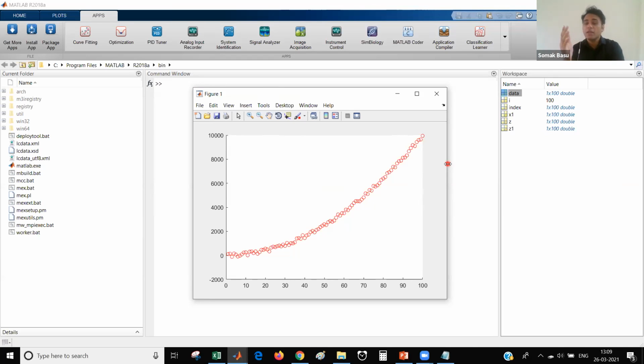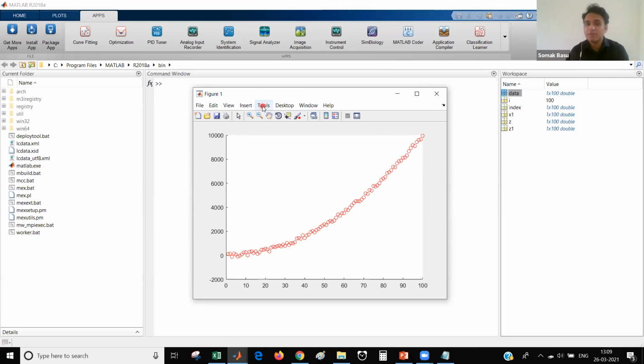In other words, can you describe this data? Can you model this data in terms of a straight line? Is it possible? Do you think so? Yes or no? Not possible, sir. It's difficult. Let us see.